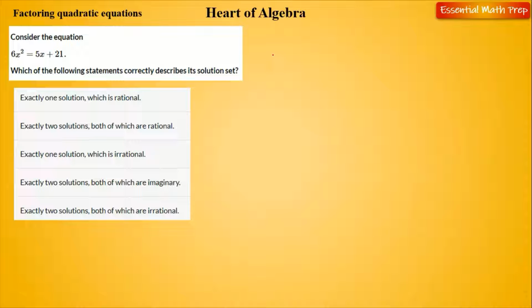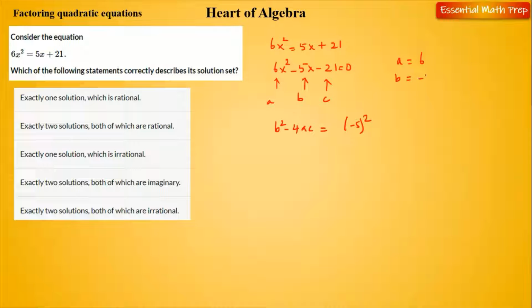So to solve that, 6x squared equals 5x plus 21, which is the same as 6x squared minus 5x minus 21 equals 0. We know this is A, this is B, and this is C. So B squared minus 4AC. In other words, A equals 6, B equals negative 5, C equals negative 21. So B squared minus 4 times 6 times negative 21. All of this comes down to 25 plus 4 times 6 times 21.